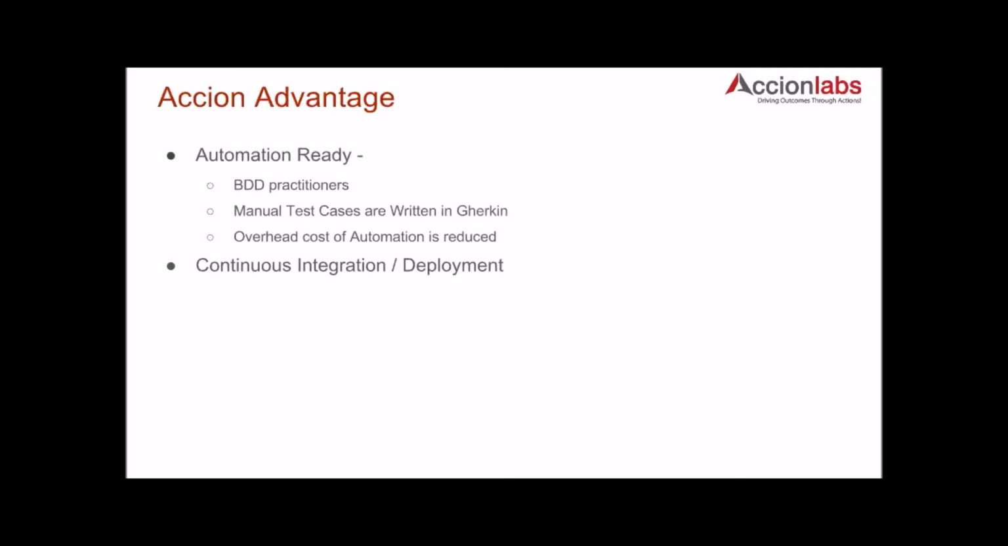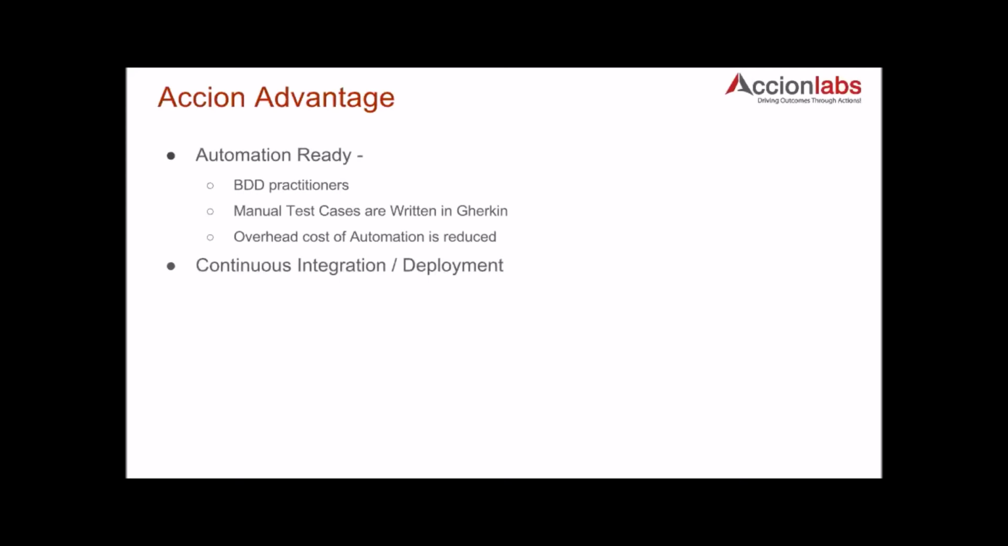So the Accion advantage is that we are always automation ready. We write our manual test cases in Gherkin language, and we can automate them whenever the client is ready. Because it takes some time. The clients who have not experienced the benefits of automation take some time. And interestingly enough, the client asked us to give a demo in the same call. They got so excited about it. They asked us to give a demo of how we automate things.